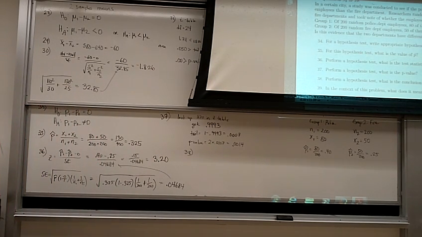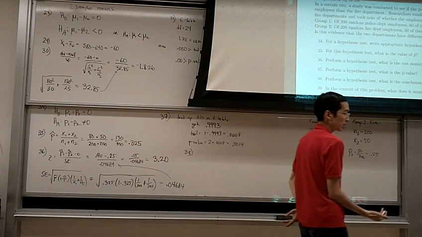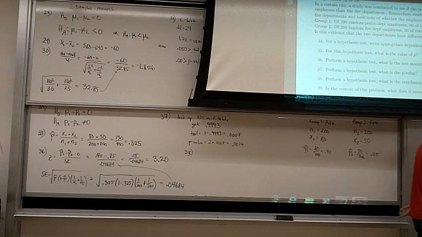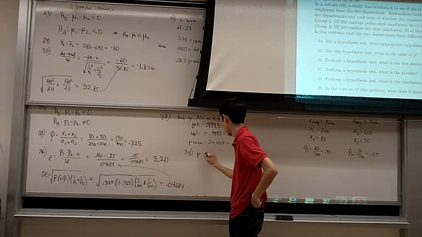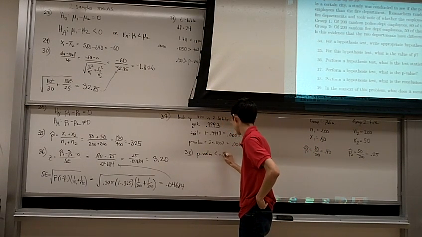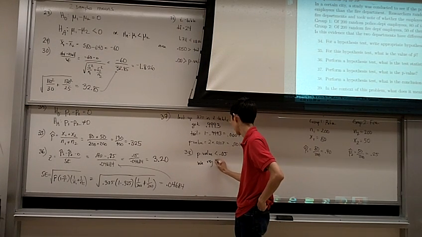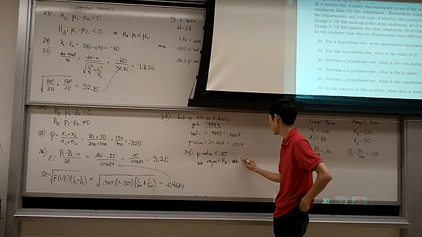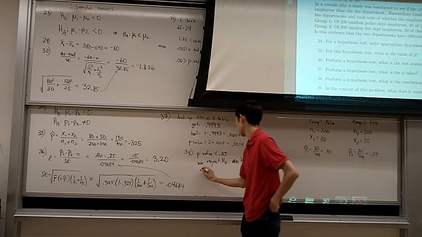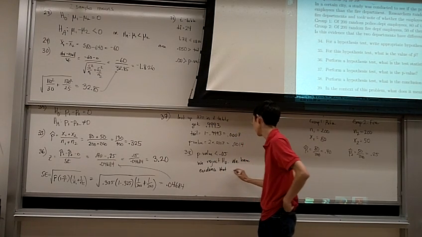It did not specify what alpha to use. If it doesn't specify, we assume alpha is 0.05, and my p-value is less than 0.05. So that means we reject the null hypothesis, and we say we have evidence that there is a different proportion of minority employees.